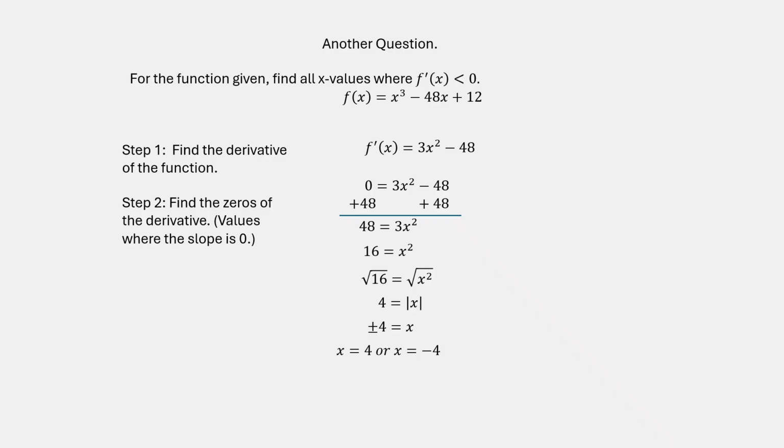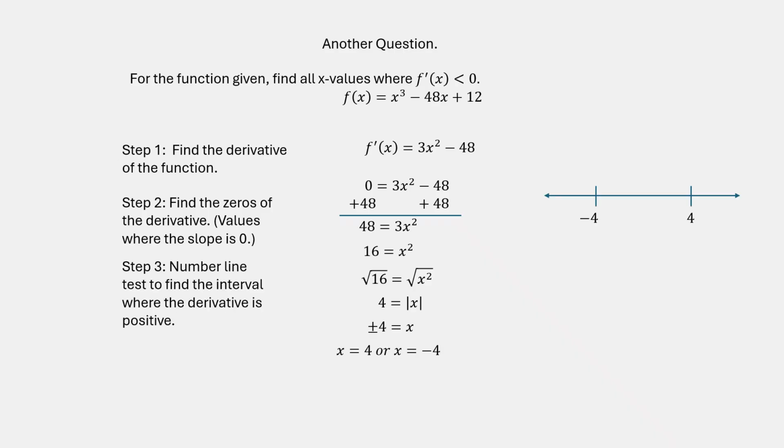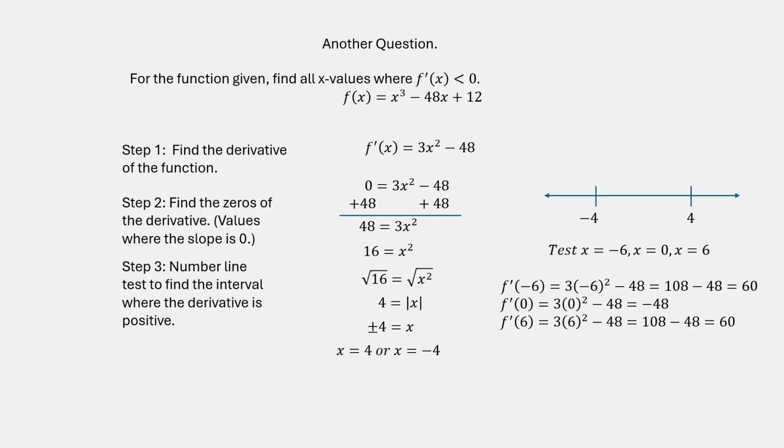Now what do we do? Do the number line test. So we take the number line, put our -4 and our 4 in there, and now just test numbers. For consistency's sake, this time we are going to go ahead and use the -6, 0, and 6. Okay, this problem actually looks very close to the previous one, but when you're dealing with cubic functions, it's always going to be like that.